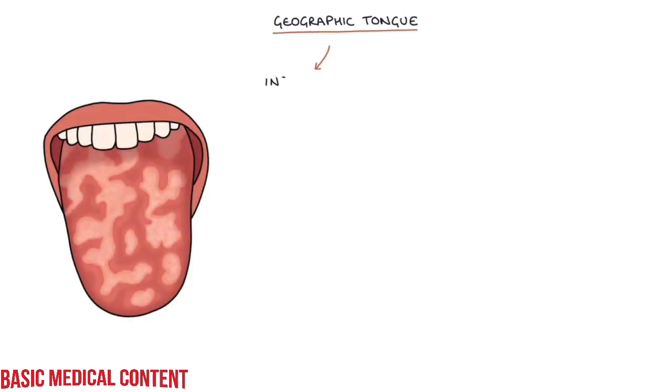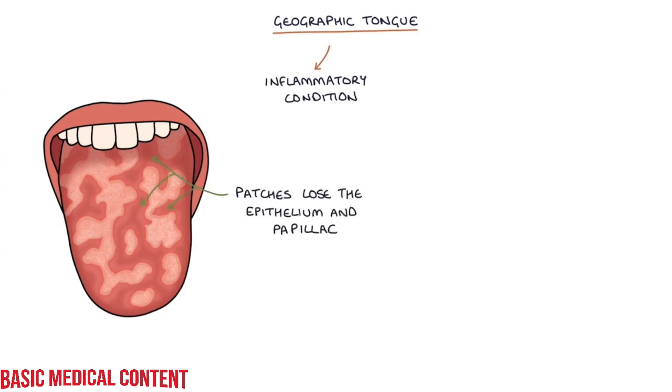Next, let's talk about geographic tongue. A geographic tongue is an inflammatory condition where patches of the tongue surface lose the epithelium and the papillae. The patches form irregular shapes on the tongue which resembles a map with countries and oceans bordering each other.